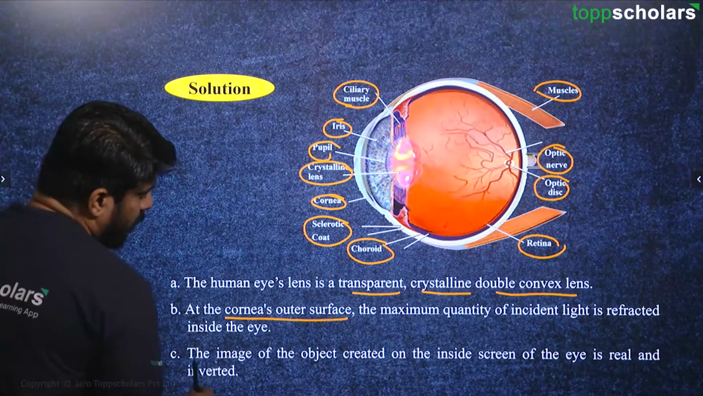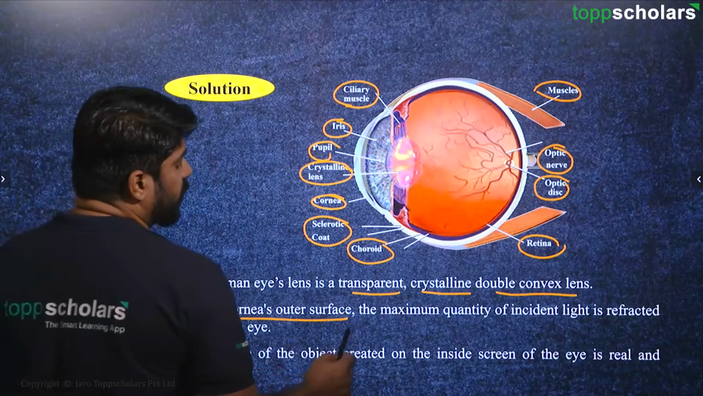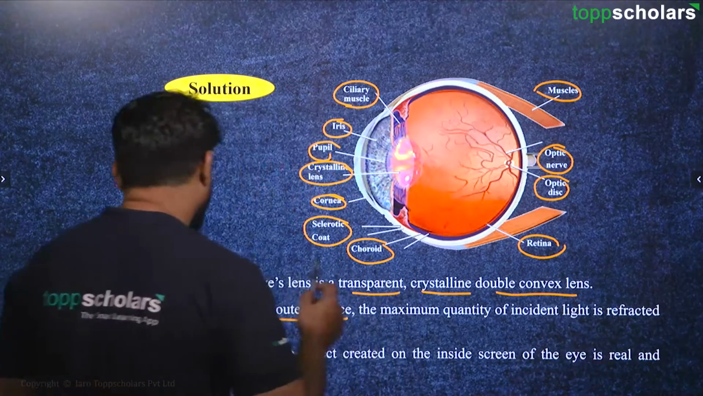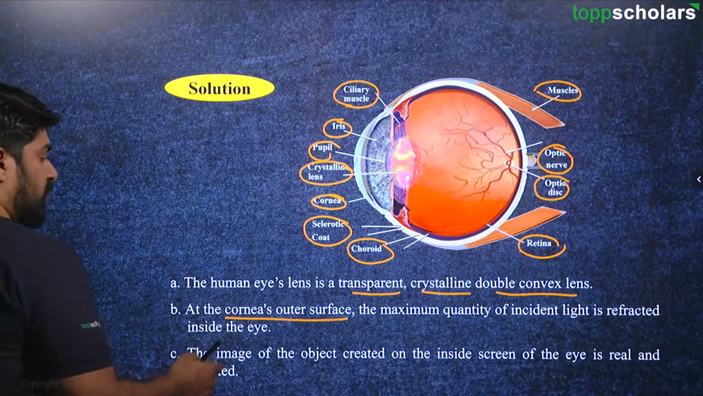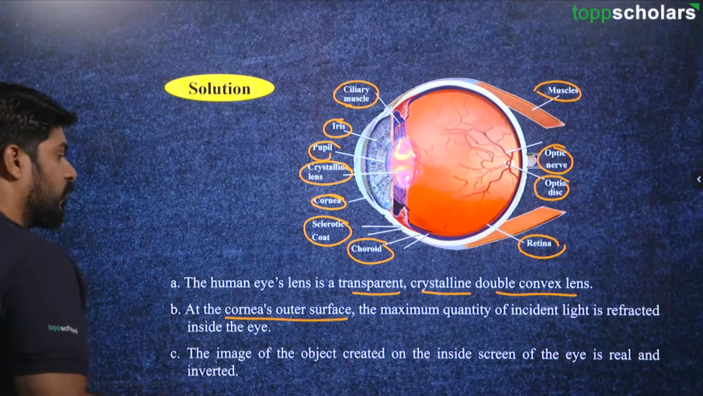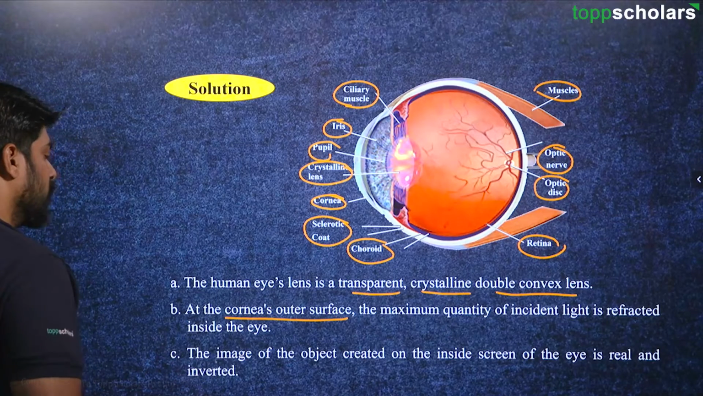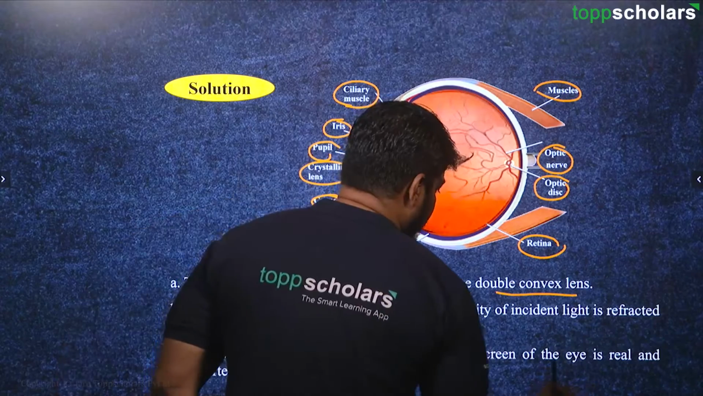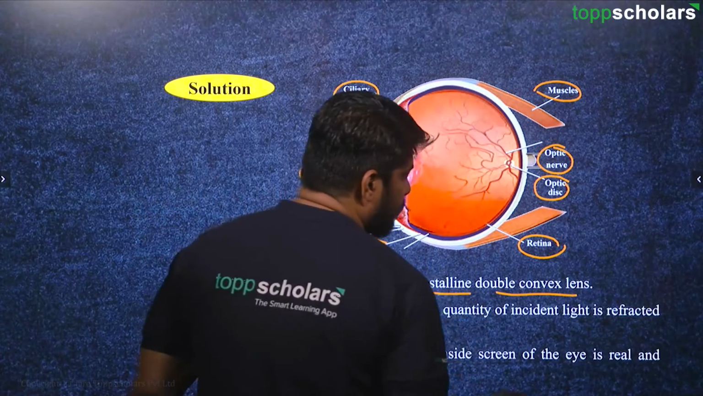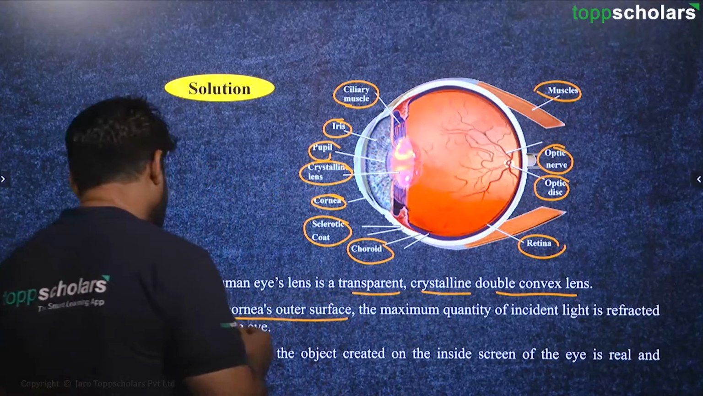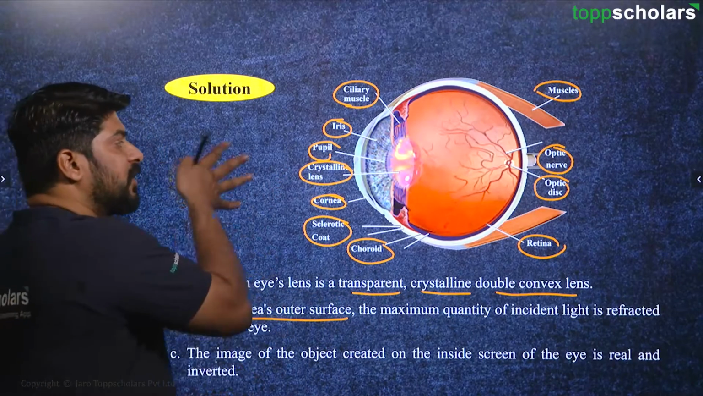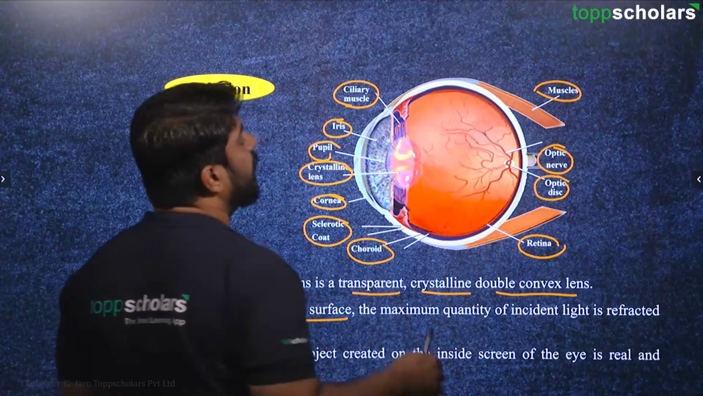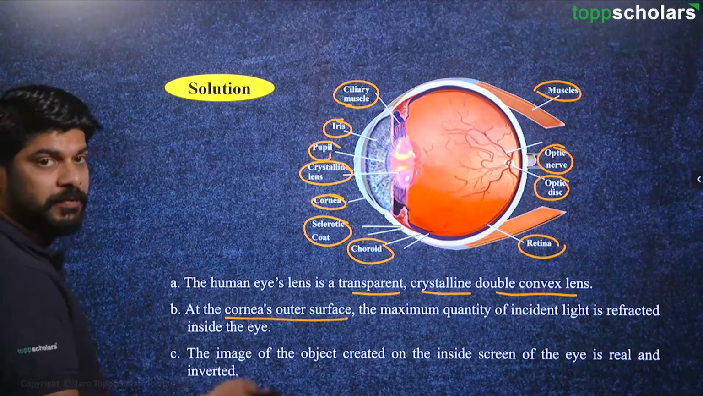Next question is, the image of the object created on the inside screen of the eye is real and inverted. So the next question was where the image is formed and what kind of image is formed. The image of the object is created on the inside screen of the eye, which is nothing but the retina, and it is real and inverted. So whatever the rays of light are coming, due to this, an image is formed on the retina and that image is real and inverted.